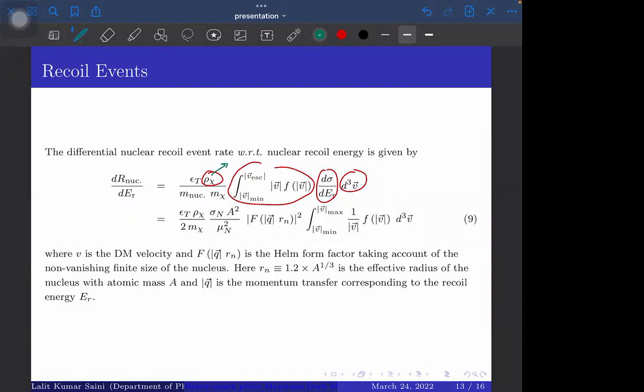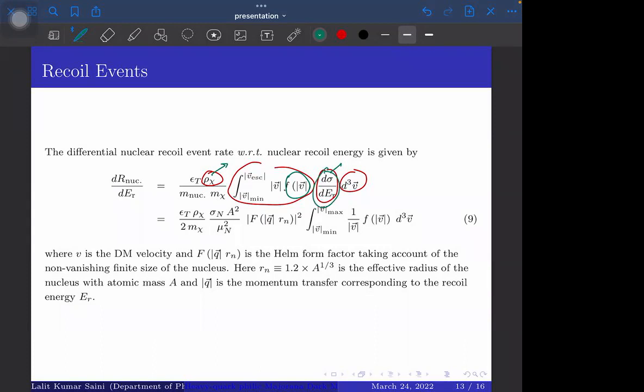Now another thing is this f(v), the distribution of dark matter. Normally people take this to be a Maxwellian distribution, which fits with the spherical halo distribution model that was established, I think, around the 1970s, and has been quite successful. And finally, this is the dark matter nucleus interaction cross section rate with respect to the nuclear recoil energy.